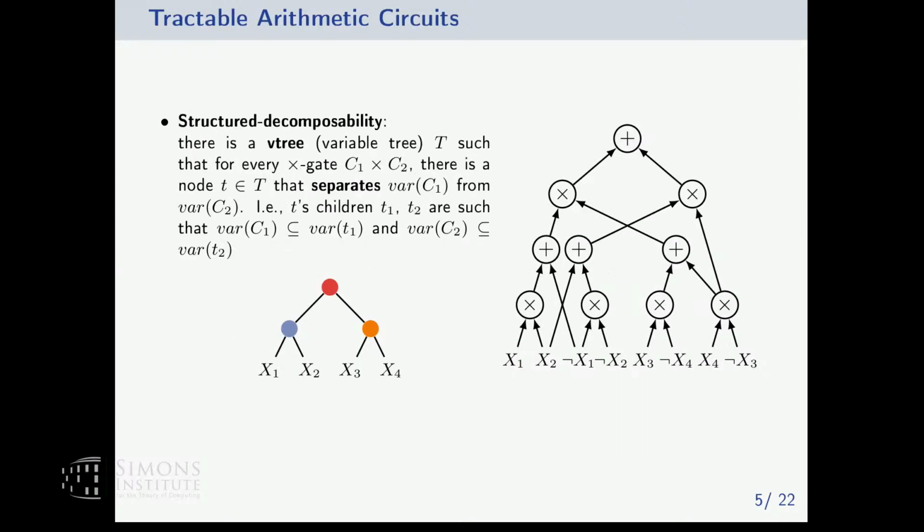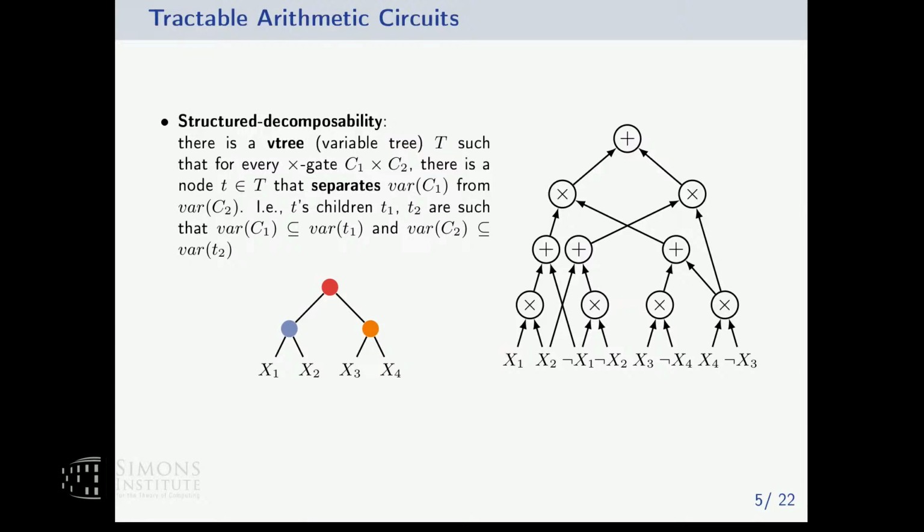The one that is very important for this talk is structured decomposability. We've heard about structured decomposable circuits already in this program, but it has not really been defined, so I'm going to do it here because it's important for me. It's a kind of restricted decomposability. With decomposability, your product gates are all splitting the variables in some way. You cannot have shared variables between the subcircuits.